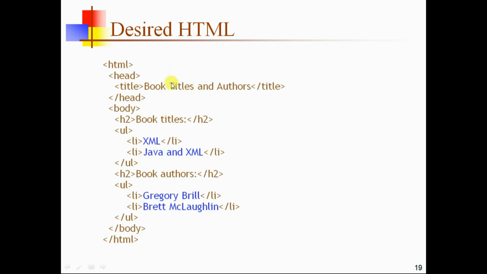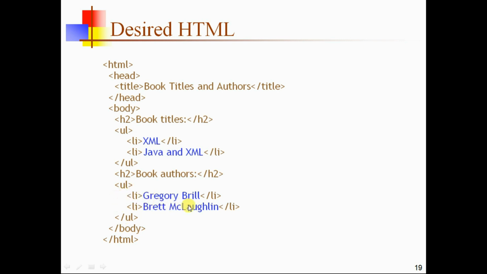Here we have to design a book titles list, like XML and Java and XML. So here we are using one body section. In the body section we can mention headings. H2 indicates heading 2, and then an ordered list, and we'll have list items. Two list items are there, displayed in a disc format, like a circle. The second heading we take is book authors, and separately we display an unordered list, which is in the form of a list.